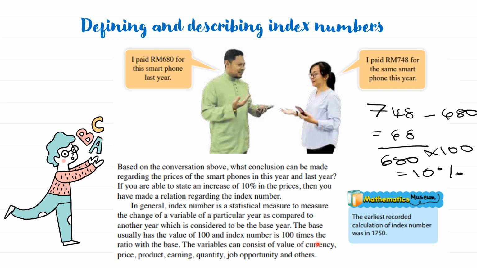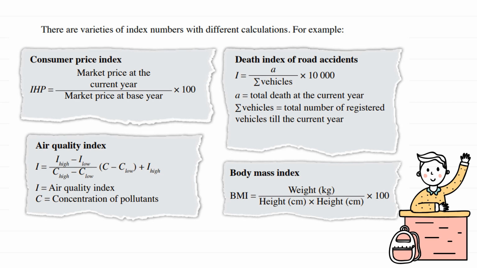Okay, the base year usually has the value of 100, and index number is 100 times the ratio with the base. The variable can consist of value of currency, price, product, earning, quantity, job opportunity, and others. Okay, so next, these are varieties of index number with different calculation.